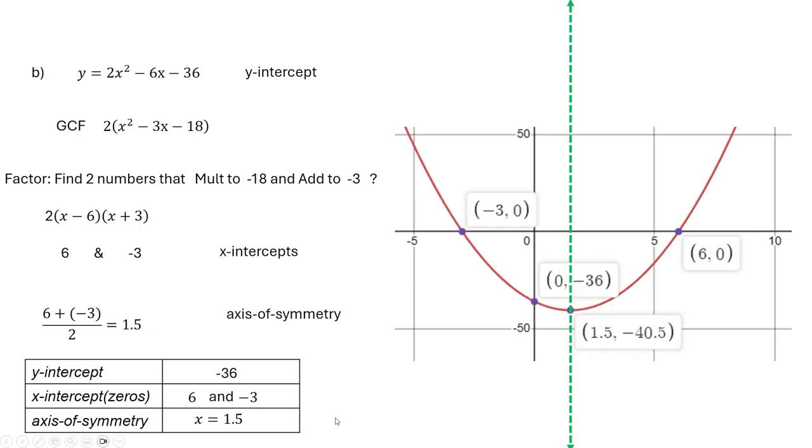Here's our graph. You can see that our y-intercept is -36. Our x-intercepts are -3 and 6. And our axis of symmetry is x equals 1.5.